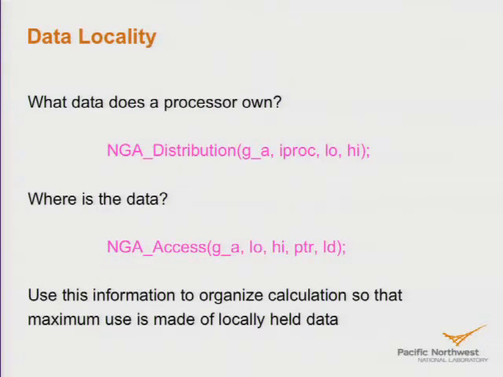So it's always faster to access data that's already on your process than if it's not on your process. And so one of the things you want to know is what data is actually on my process. And you can use this NGA distribution function to learn that. So you specify which global array you want, which process, which is usually my process. But if you want to know what block the next process has, you can do that too. And it'll return these low and high indices. So those will be the corner indices of the block that's local to your process.